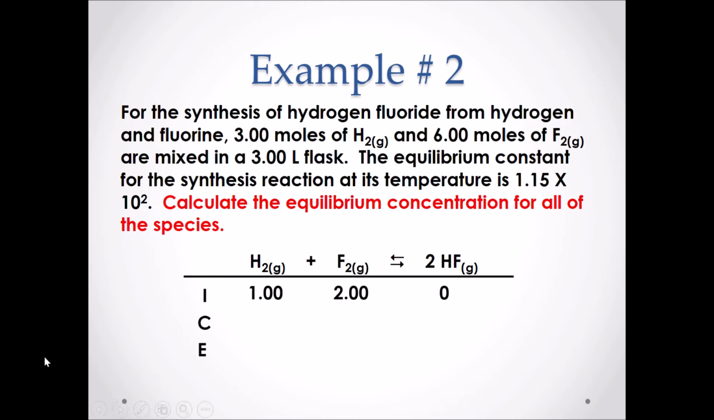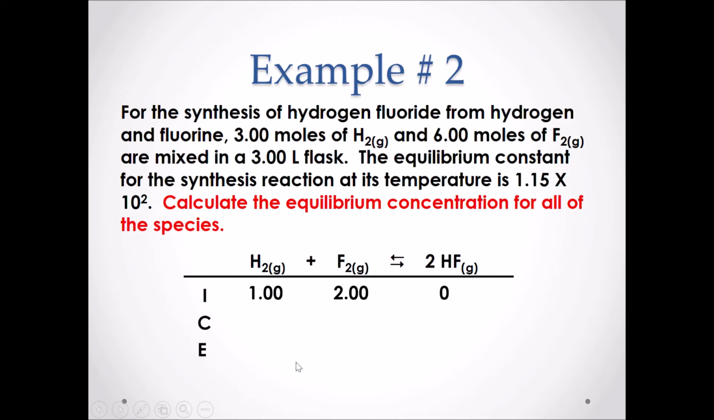First, we need an ice table. The concentration of H2 gas initially is 1.00 moles per liter. This is the 3 moles divided by the 3 liters. The initial concentration of F2 gas is 2.00 moles per liter. This is the 6 moles, again, divided by the 3 liters. There was no value given for HF gas, so we must assume its initial concentration is 0.